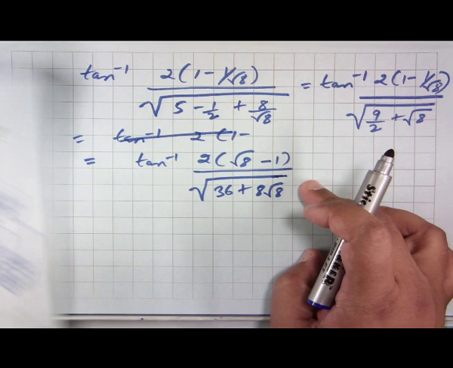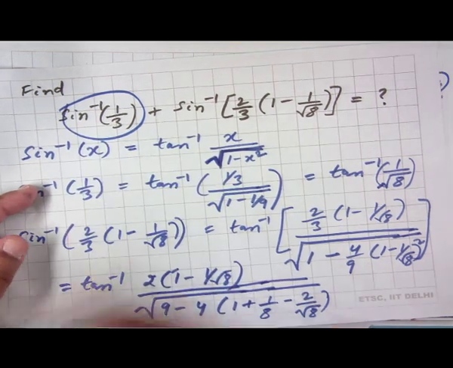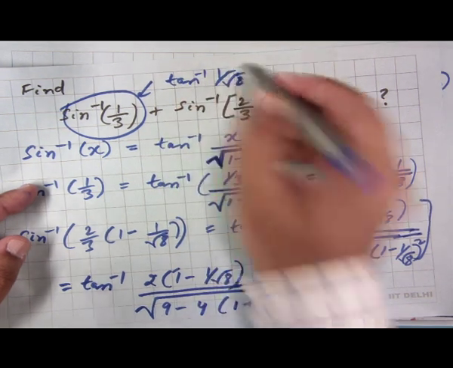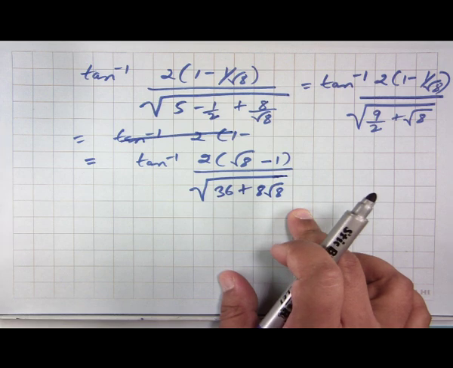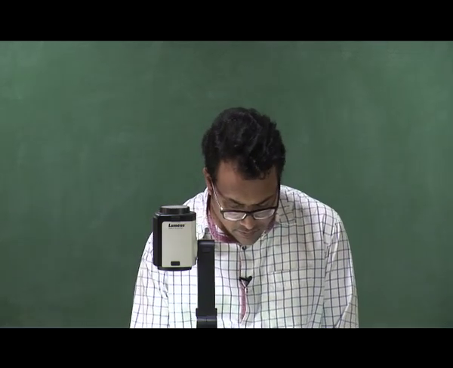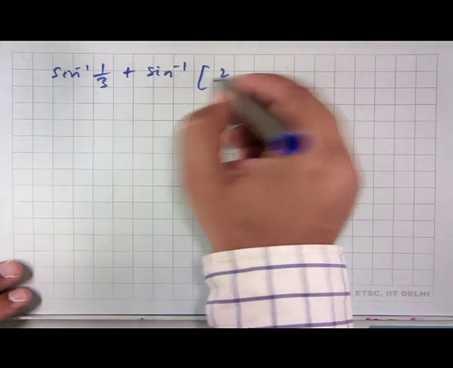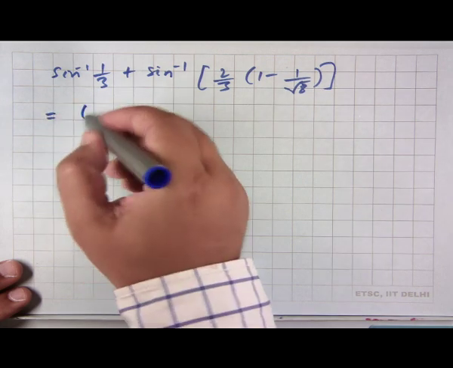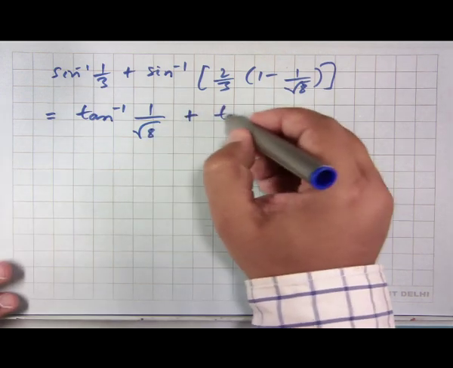And so now we earlier saw that sine inverse of 1 over 3 was calculated to be tan inverse of 1 over root 8, and we got another expression for the other term, which is here. So, now we should be in a position to add both of them. So, finally, what we have is that sine inverse of 1 over 3 plus sine inverse of 2 by 3 times 1 minus 1 over square root of 8 is equal to tan inverse 1 over square root of 8 plus tan inverse.